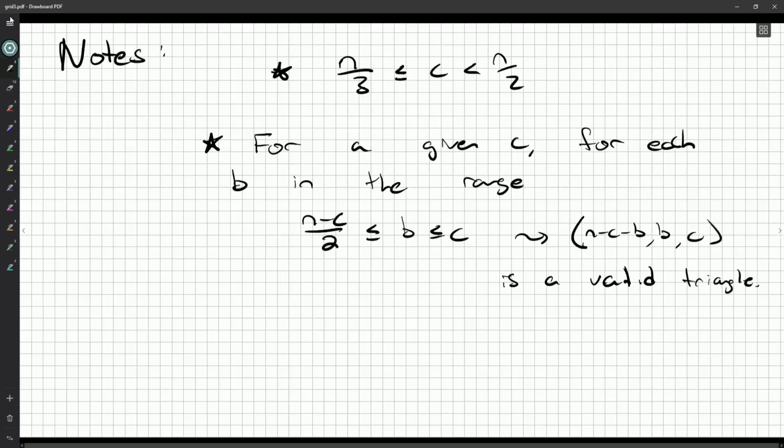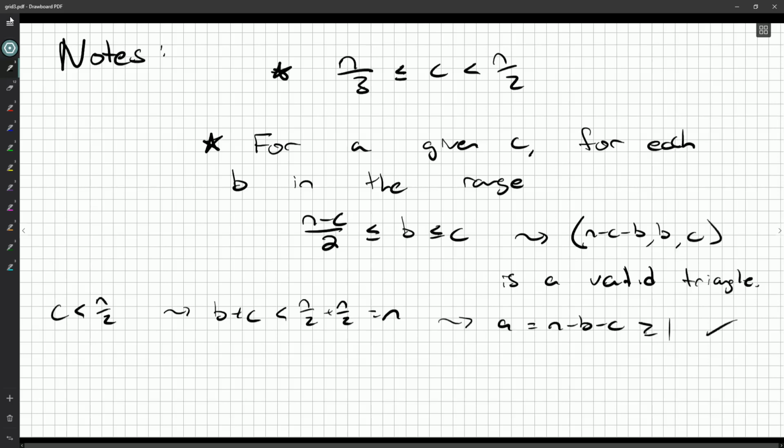Okay. So first of all, c being less than n over 2 means that b plus c is less than n over 2 plus n over 2, which is n. So a, which is n minus b minus c, is greater than or equal to 1. Good to go. Now, the biggest a needs to be smaller than the smallest b. So that means this part is good. We get a triangle there, and we already know b has to be less than or equal to c.